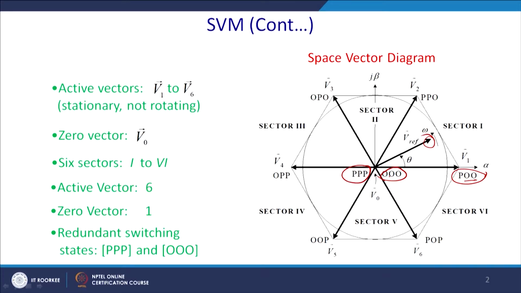Now, if you wish to get VA totally, then you will apply POO. If you wish to get minus VA, you will apply the voltage OPP. Similarly, 120 degrees apart, for phase B you can apply OPO. Similarly, after another 120 degrees, these are all actually the line voltages.